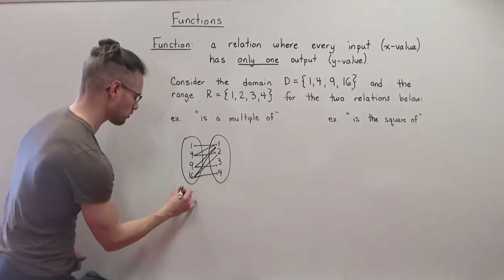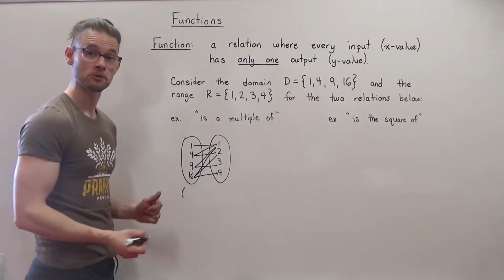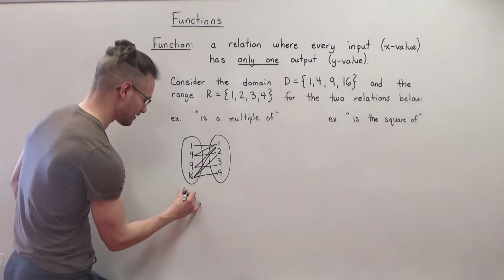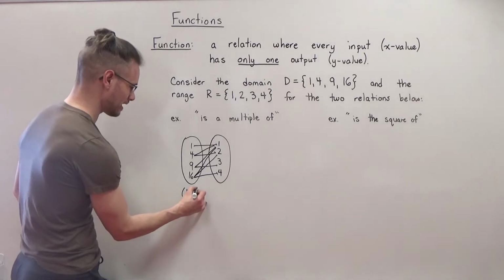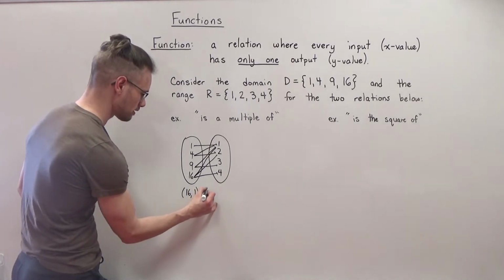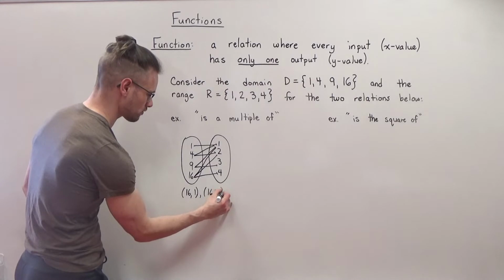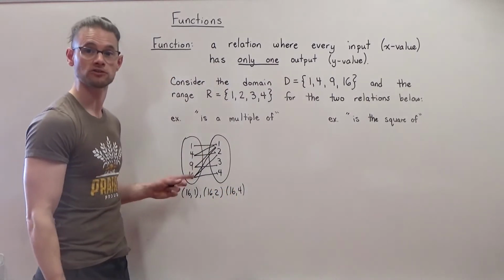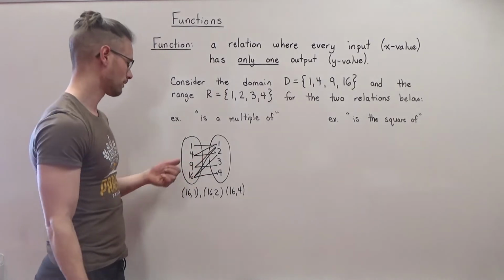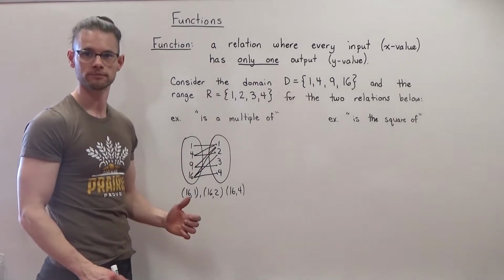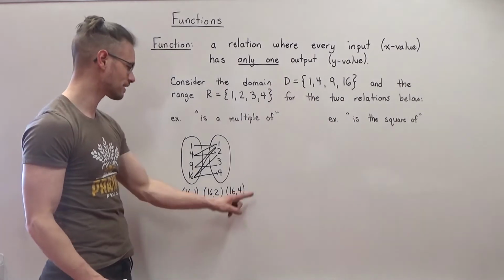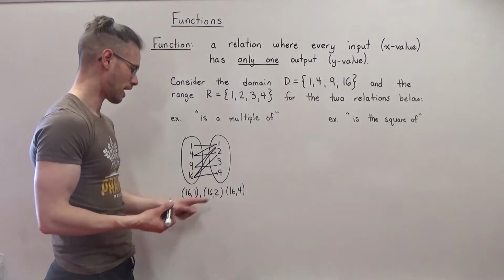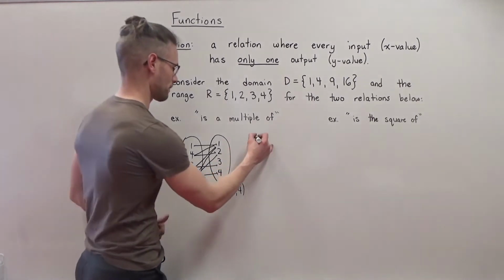If I wanted to write the ordered pairs, well, I don't think I'm going to write all of them, but maybe I'll just do 16. So for example, (16, 1) is an ordered pair, (16, 2) is an ordered pair, (16, 4) is an ordered pair, and obviously I could also have (9, 1), (9, 3), (4, 1), (4, 2), and (1, 1). Okay? But just this is enough. As we start exploring a function or not a function, this will be enough to tell us something important.